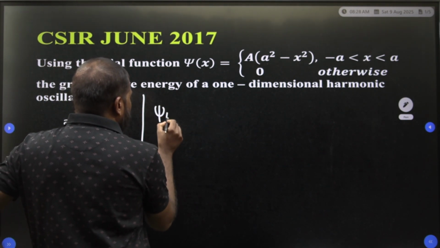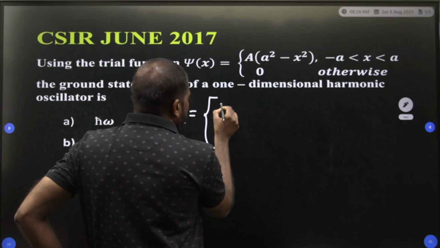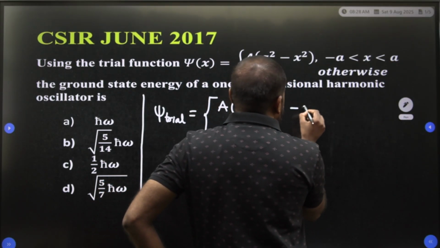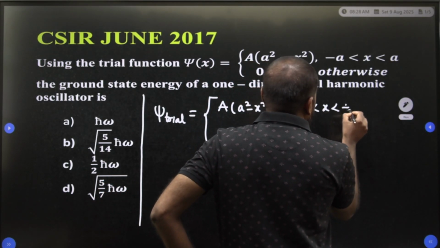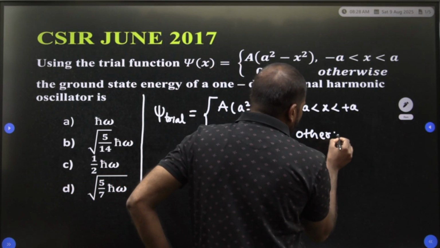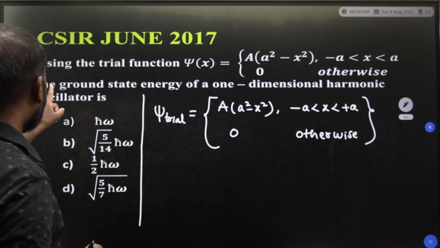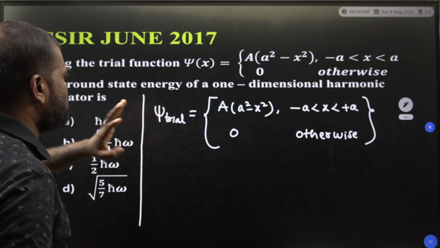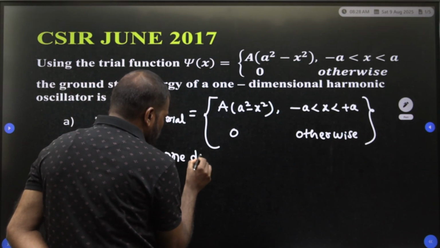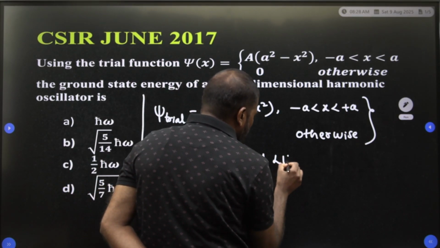The trial wave function, this is a trial function only. The trial wave function is equal to A into (a square minus x square), when minus a is less than x is less than plus a, otherwise it is 0. This is the trial wave function. So, find the ground state energy of the one dimensional linear harmonic oscillator.